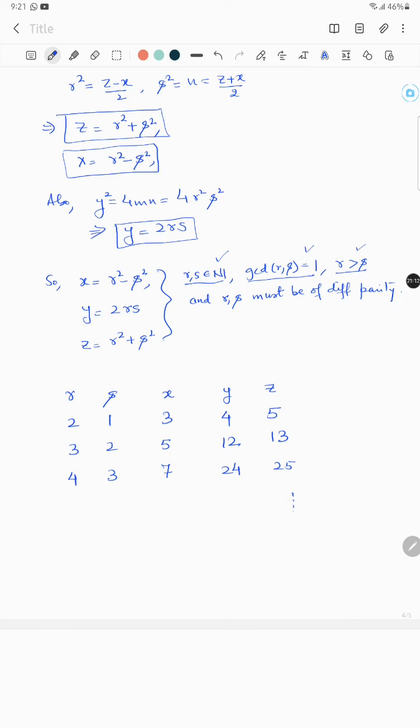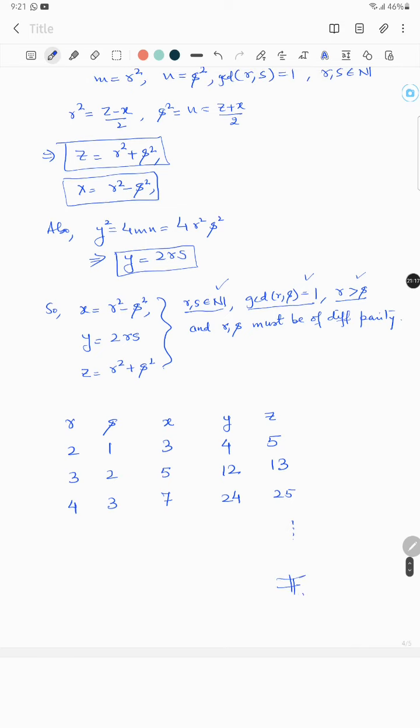Okay, so that's all for today. This is all about Pythagorean triplets, a very beautiful problem of number theory. Thank you very much.